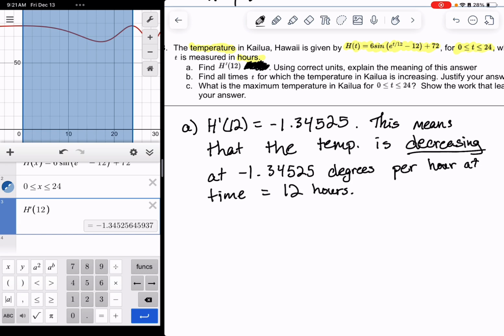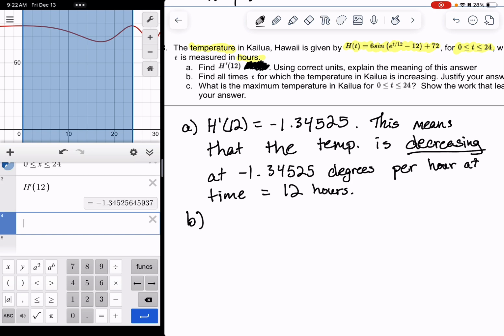So we're just unpacking all the parts of the unit there: the units and the context and what's actually happening. That's good for part A though. Part B, find all times t for which the temperature of Kailua is increasing. Okay, so increasing would mean positive slope. And it does appear that it dips as we get into the evening, but then it's weirdly going back up again. So let's see how we could plot that.